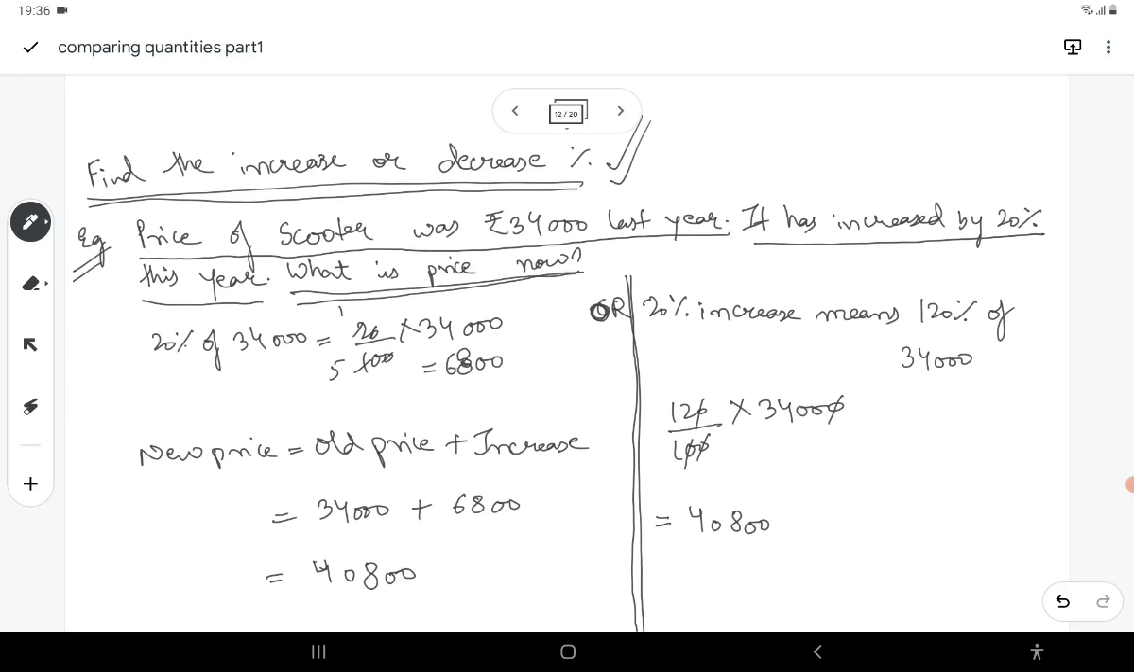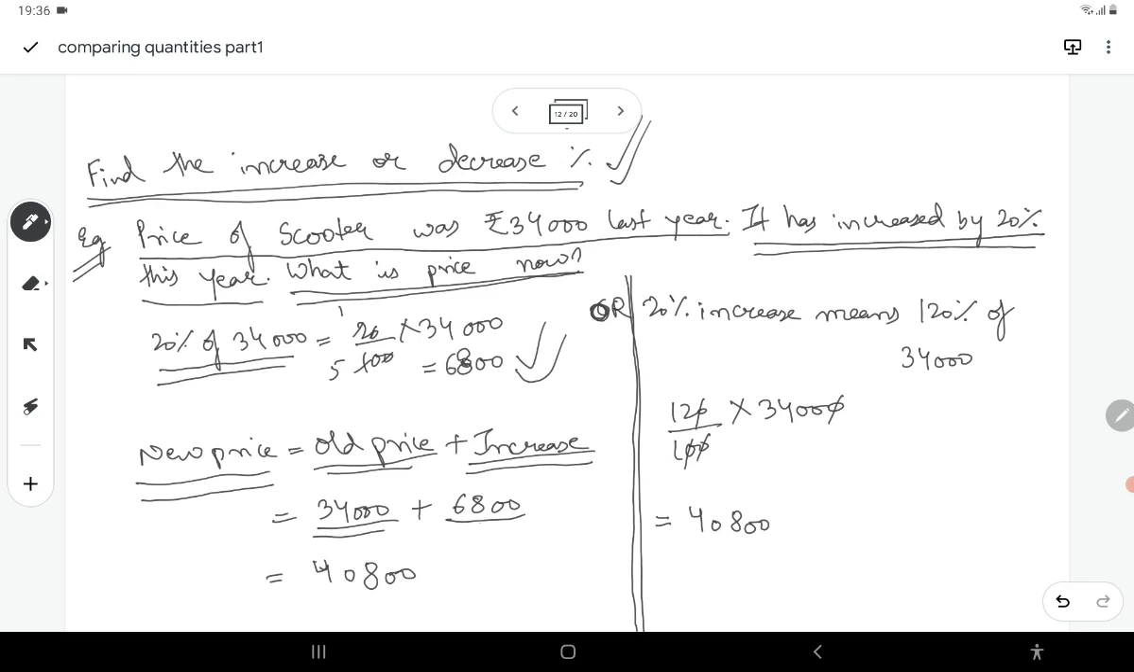So with the first method, it says its price has increased by 20%. So let's first find the 20% of the price that was last year. So 20% of 34,000 on solving gives us 6,800. So what would be the new price? New price would be old price plus the increase in price. Old price was 34,000 plus increase in price is 6,800. So final price comes out to be 40,800.